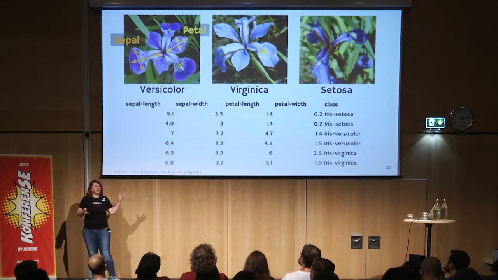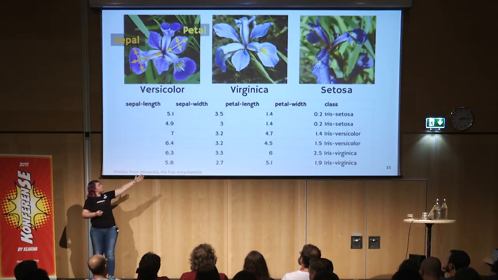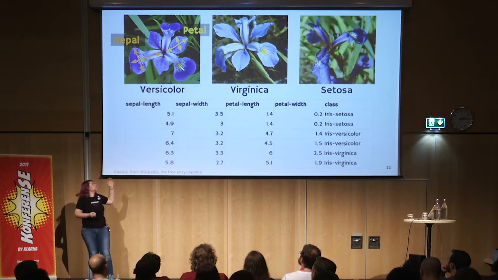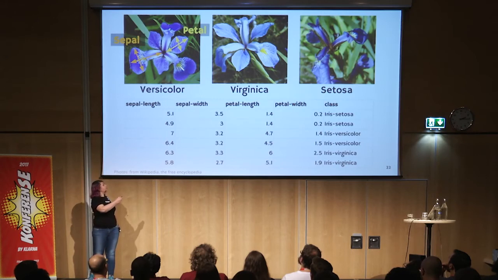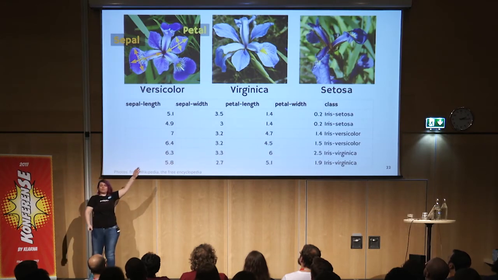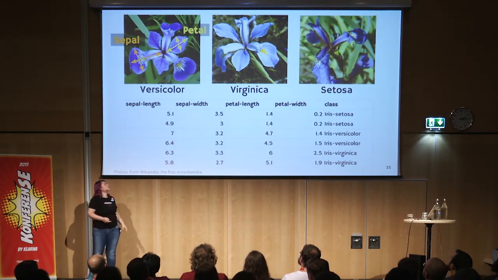So what does our data look like? You have a table. Actually, it's a CSV. And you have the sepal length and the width here in the first rows. And then you already have the classification for it. So that's our data.